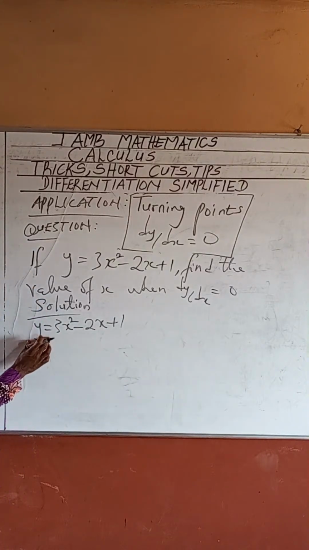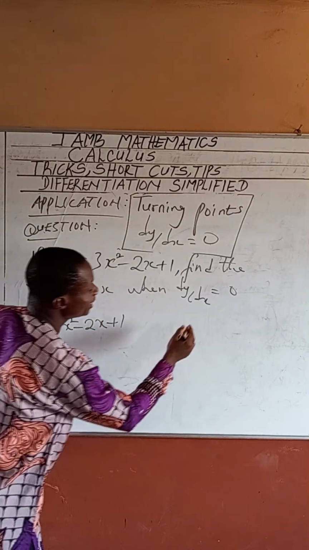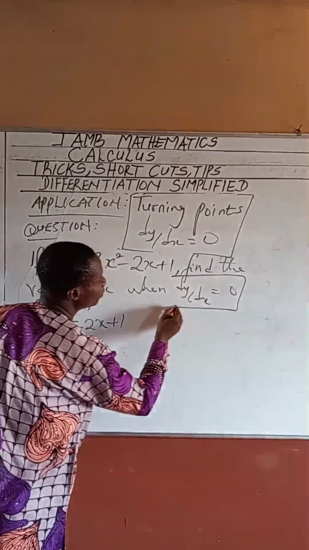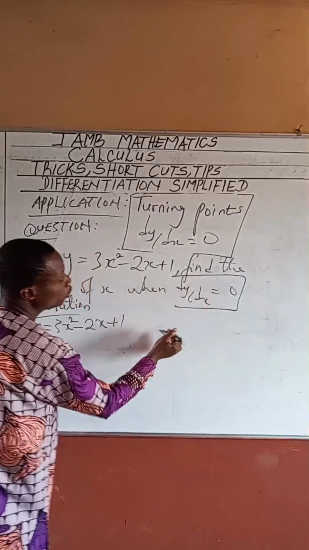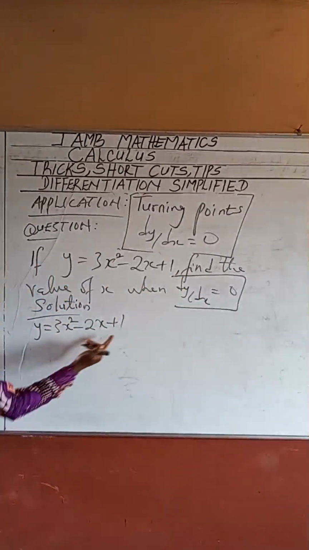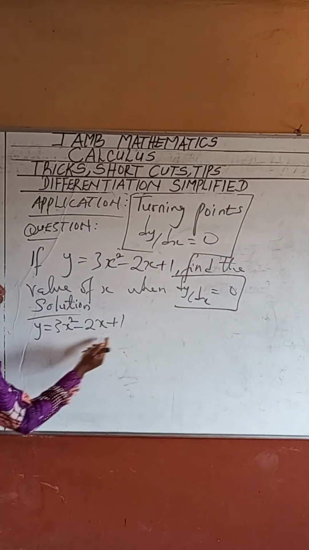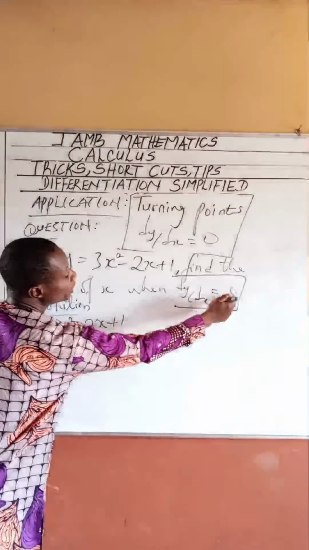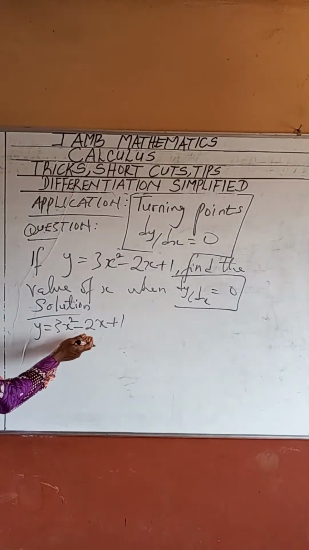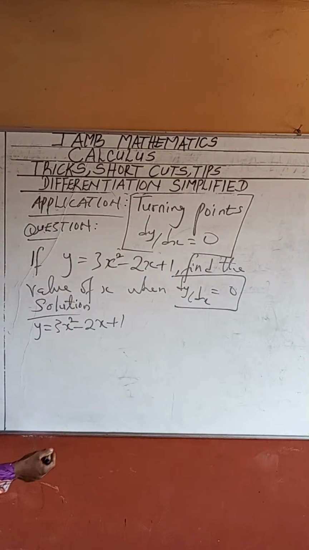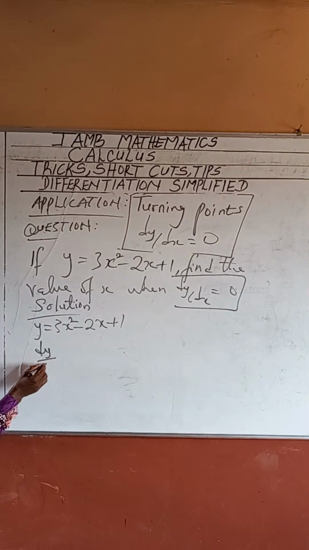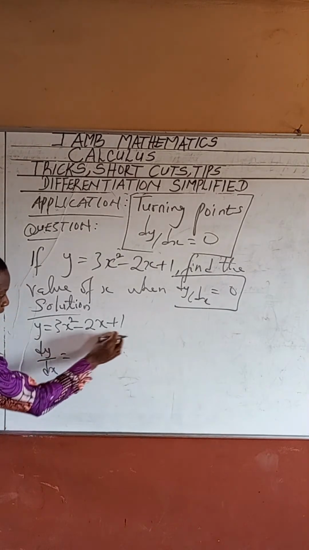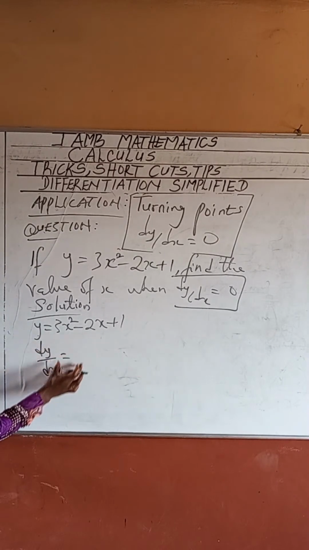Okay, then let's go this way. We are going to find dy/dx. Look at the question. So which means you will find dy/dx of this expression, then equate it to 0. That is what the question is all about. So let's find dy/dx first. If you don't find dy/dx, you cannot equate it to 0. This expression is not equal to 0. It is the dy/dx that is equal to 0.